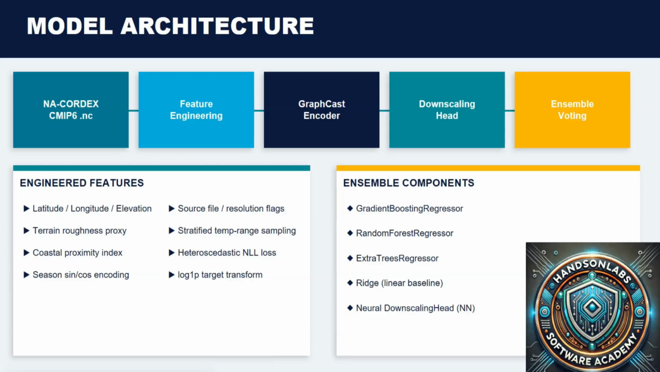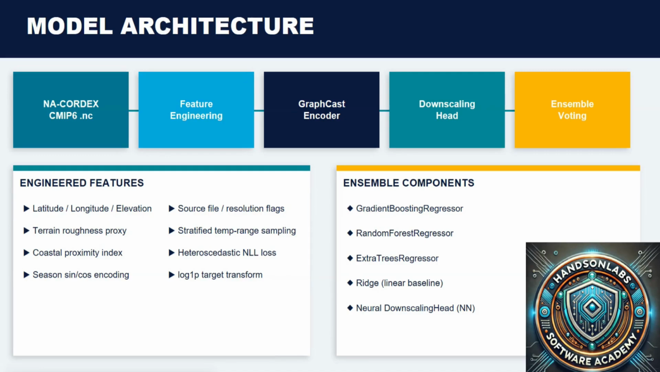Now, these are the engineered features. We have the latitude, longitude, elevation. Then you have the terrain roughness proxy, the coastal proximity index, the season sine-cosine encoding. Then the source file, of course, you have resolution flags, stratified temp range sampling, heteroscedastic NLL loss, Gaussian NLL loss there. Then the log1p target transform.